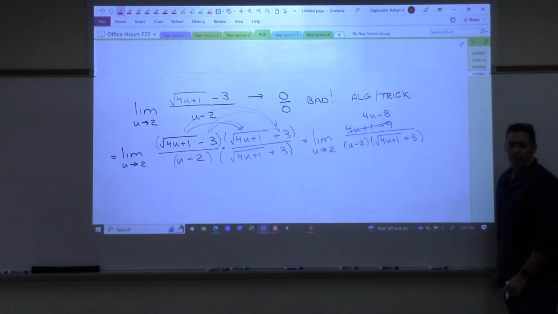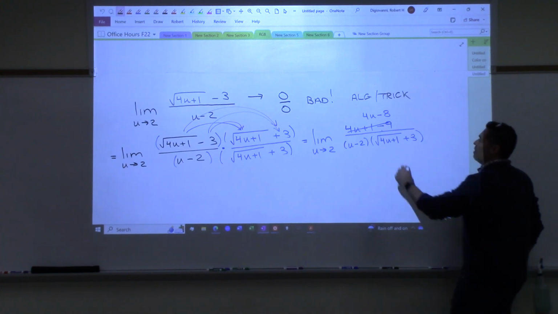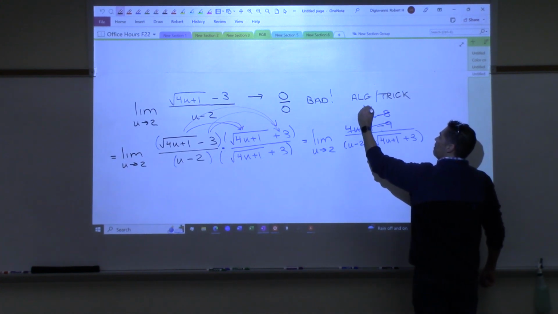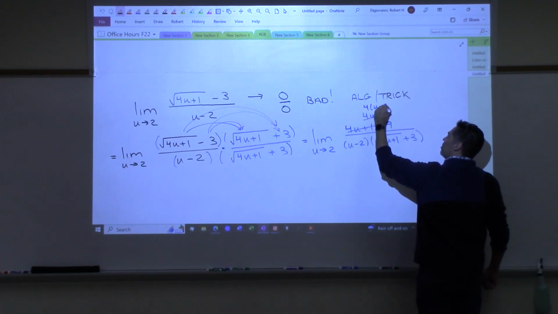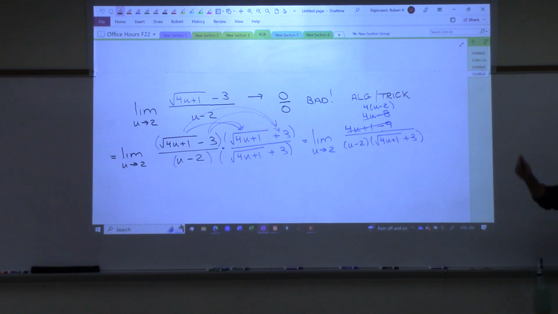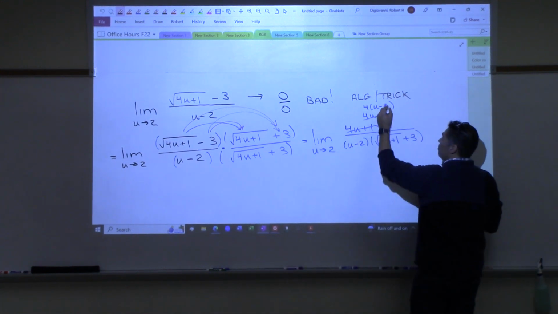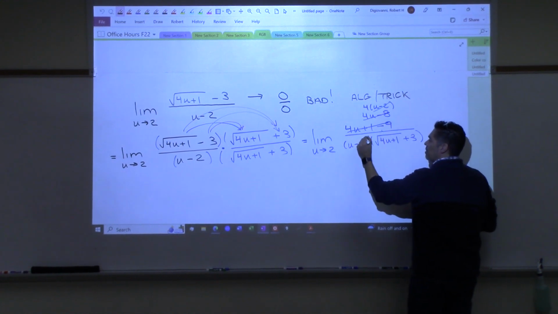Okay, so now, again, what we're hoping for is something to cancel. Do y'all see it? What do I do to get canceling? Go ahead. Take out a 4, right? Take out a 4 on top. So that becomes 4 times u minus 2 on top. You see it? And do you see the factors that cancel now? So this u minus 2 will cancel with the u minus 2 there.